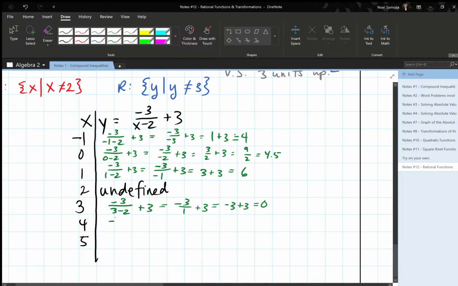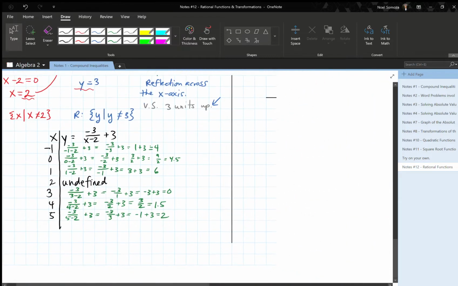Let's keep going. -3 all over 4 minus 2 plus 3. That's -3 over 2 plus 3. So essentially, that's going to be 3 over 2, which is the same thing as 1.5. And finally, we plug in 5. So -3 all over 5 minus 2 plus 3 equals -3 all over 3 plus 3. Well, -3 over 3 is -1, plus 3, so we get 2.